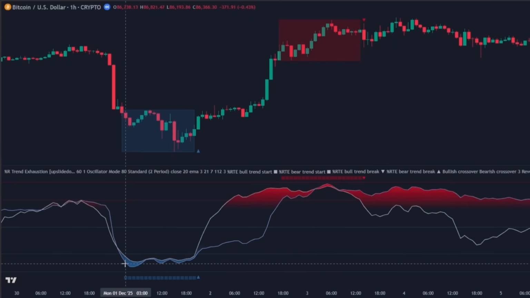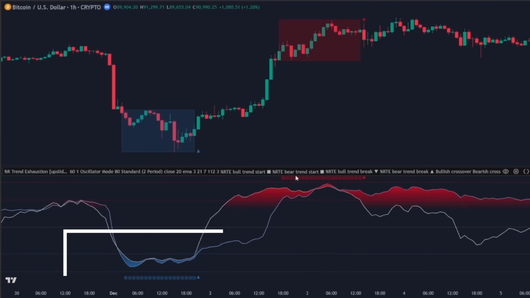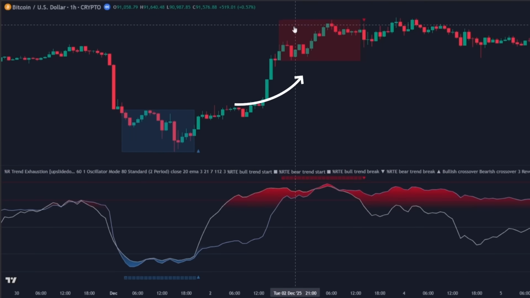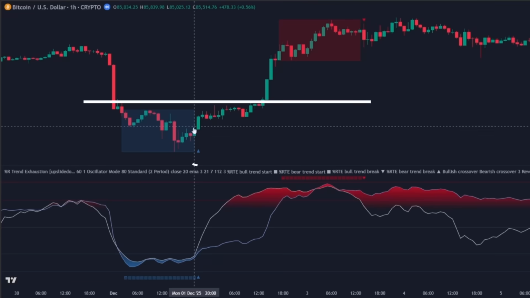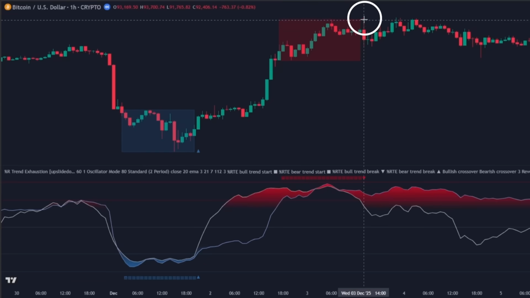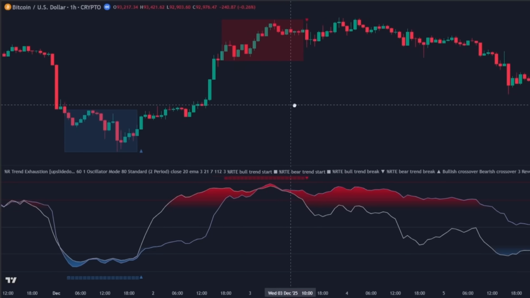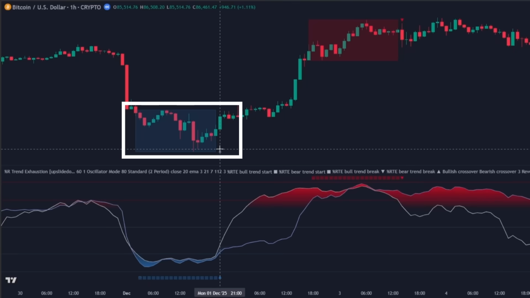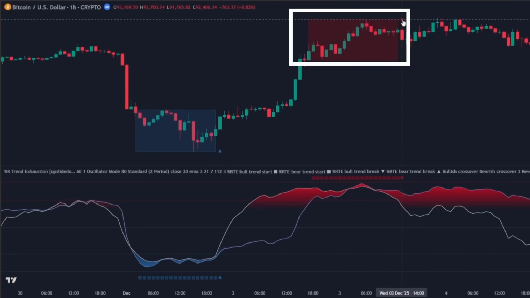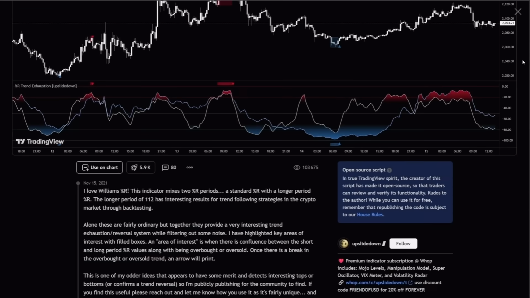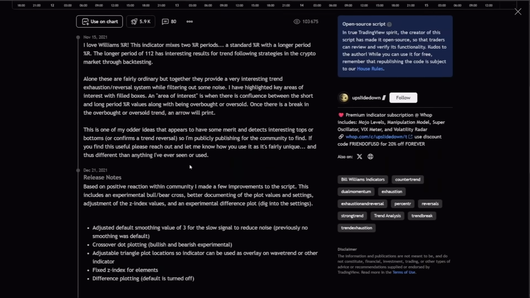Whenever both momentum conditions align in overbought or oversold areas, the indicator highlights an area of interest, and once momentum starts breaking in the opposite direction, it prints a signal arrow on the chart. And honestly, visually it looks really impressive. We can clearly see these highlighted zones forming near local tops and bottoms, followed by strong reversals shortly after. So I completely understand why this indicator gets attention.